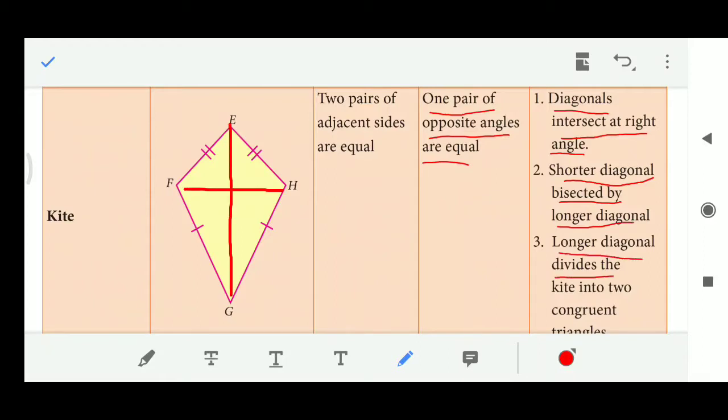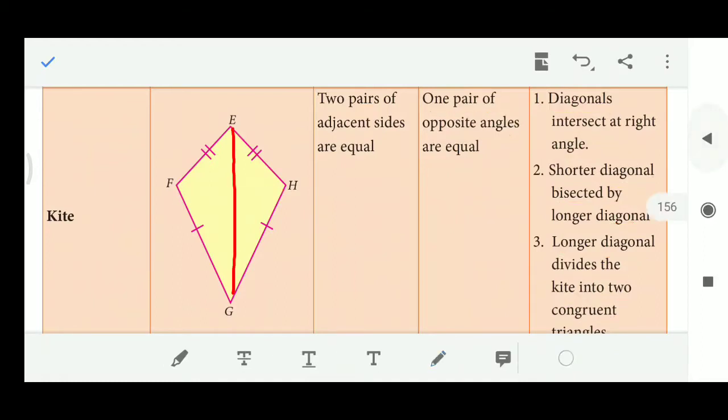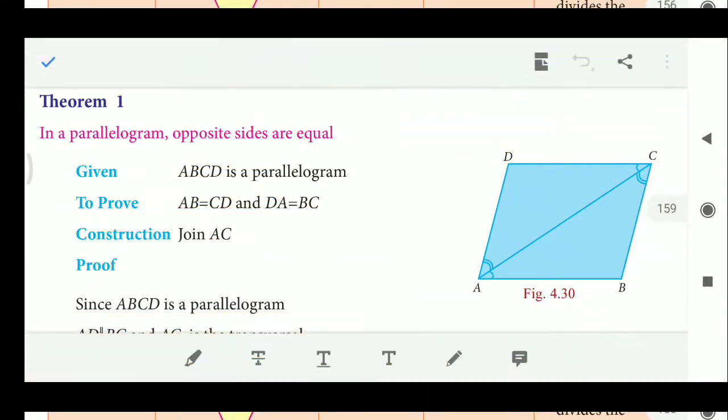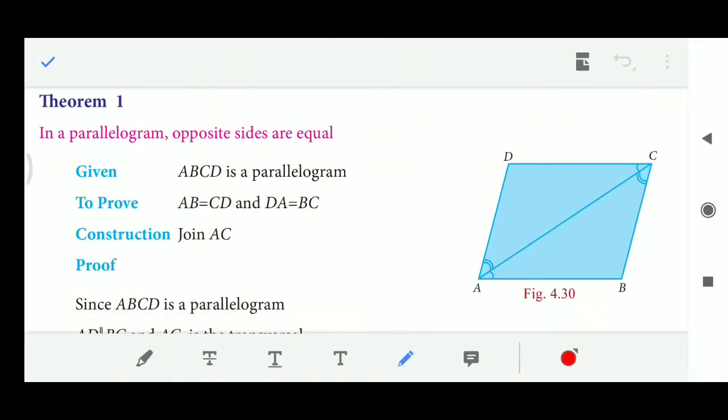That means FH is bisected by EG. Then the longer diagonal divides the kite into two congruent triangles. Next we will see theorem 1. In a parallelogram, opposite sides are equal.